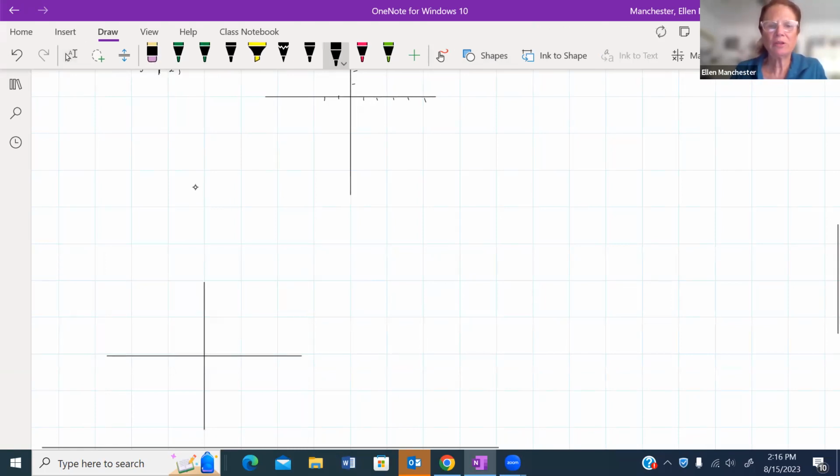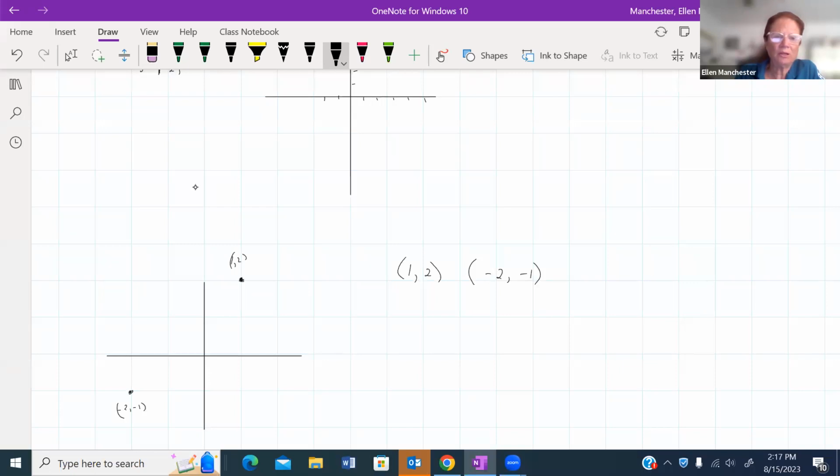So you have 2 points. Let's say we have the point 1, 2, and we have the point -2, -1. Okay. So if I graph the first point, I go over 1 and up 2. When I graph the second point, I'm going to go to the left 2 and down 1. So this is my point 1, 2. This is my point -2, -1. And what I want to find is what is the slope between these 2 points? How much is it changing? Okay, so I'm going to use my slope formula.